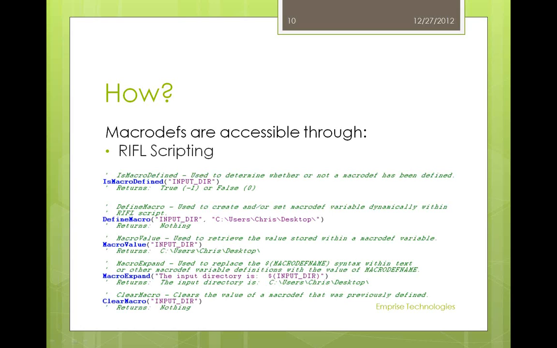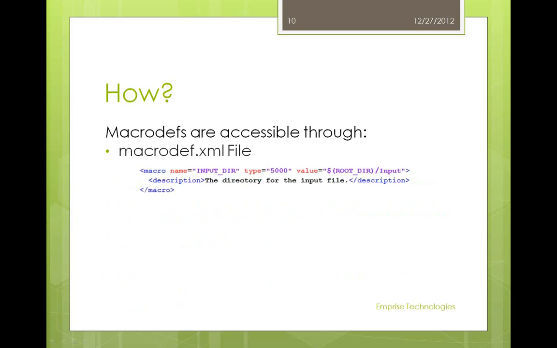Similarly, the macro expand function can be used to replace the $ notation of a macro def within text or other macro def variable definitions with the value of that macro def. You can see here in this example that we have the string, the input directory is, and then we see the $ notation of the macro def. This call will return the input directory is C users Chris desktop. More times than not, macro expand will be used as opposed to macro value. The last function is clear macro, and this clears the value of a macro def that was previously defined.